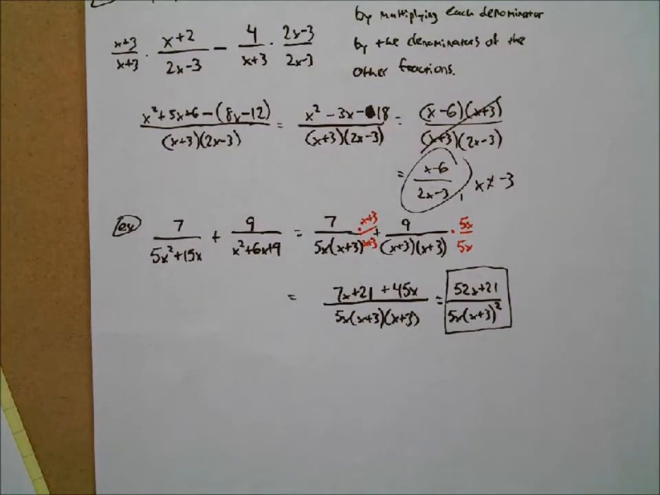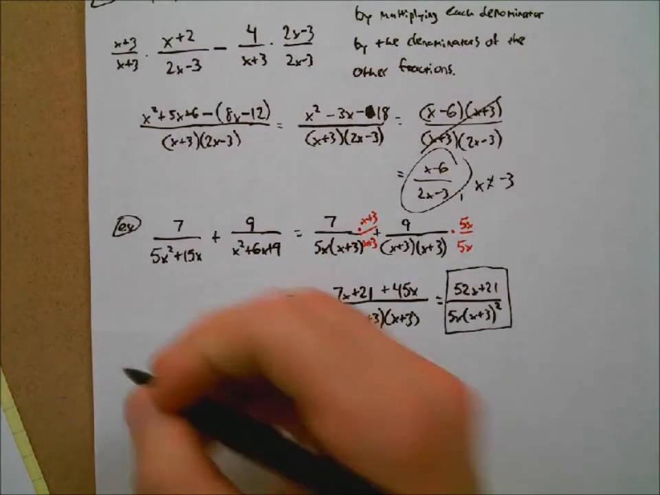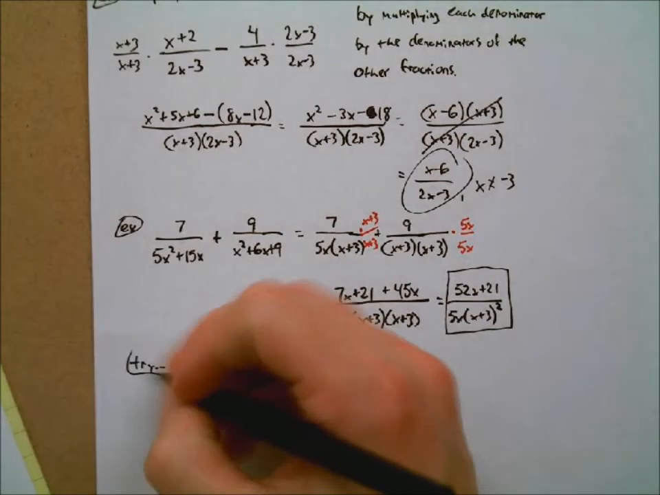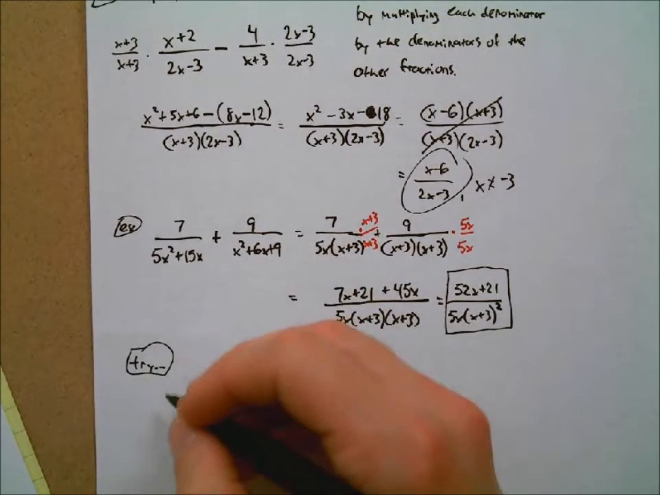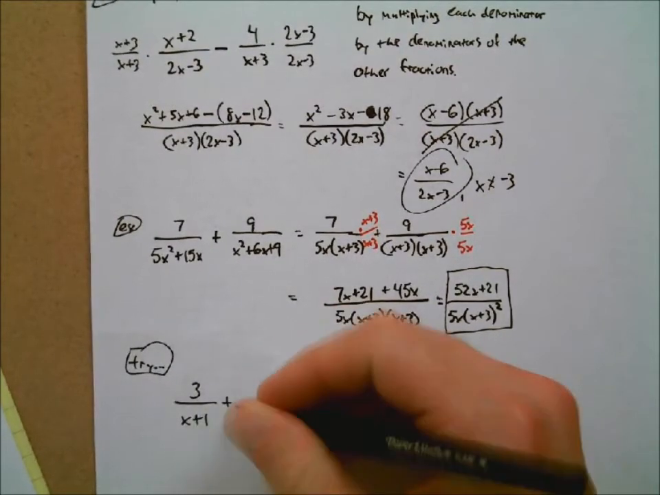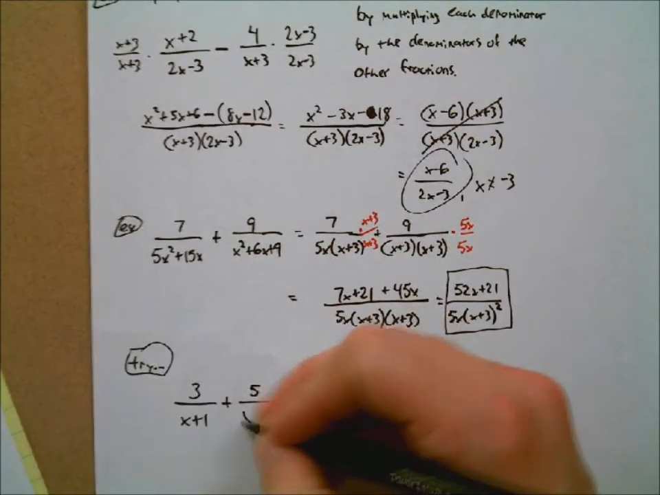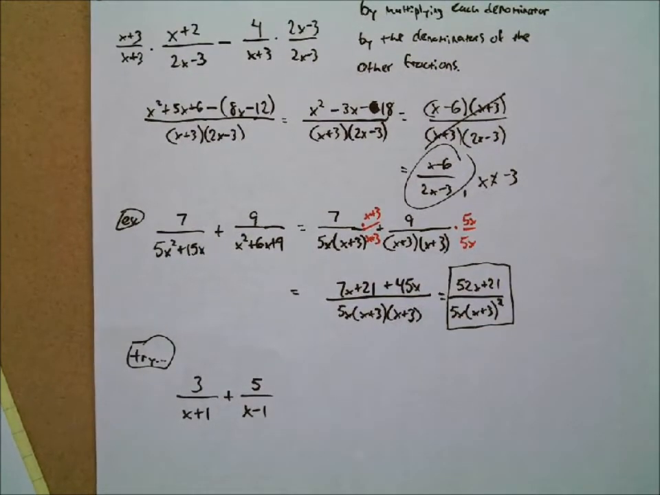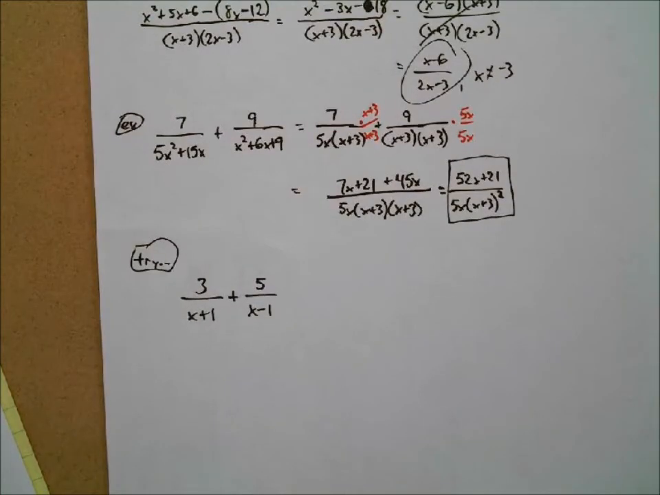Ready to try one on your own? Yeah, all right. And I'll get you started on the assignment here. So, again, simplify all your directions here. 3 over x plus 1 plus 5 over x minus 1. And it's off the screen. There we go. Okay, so go ahead.